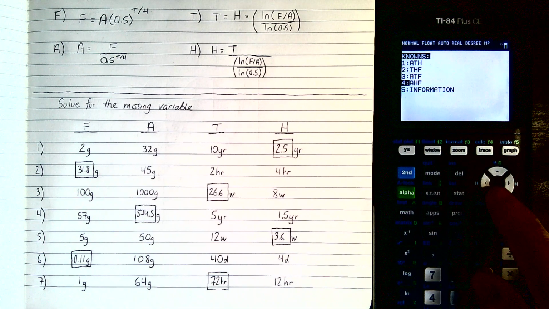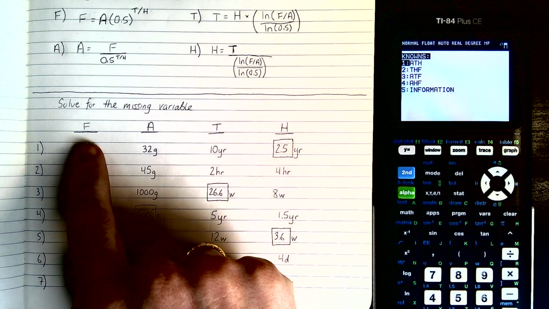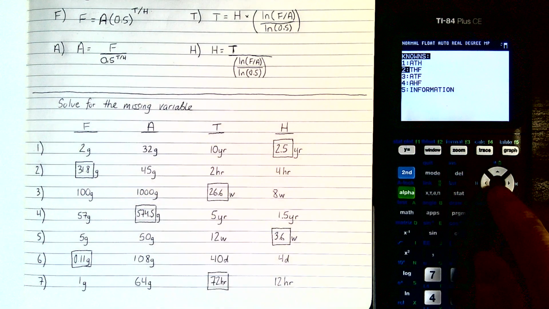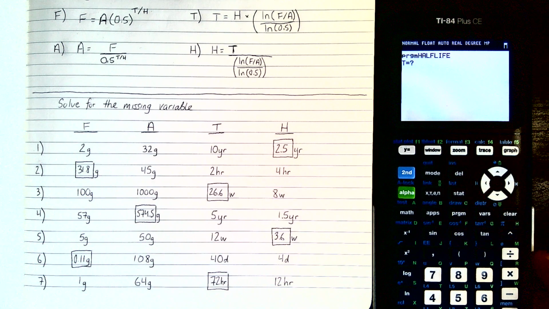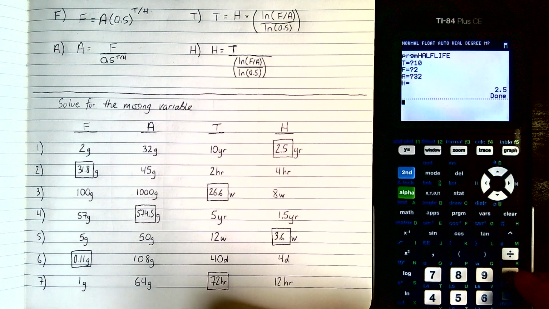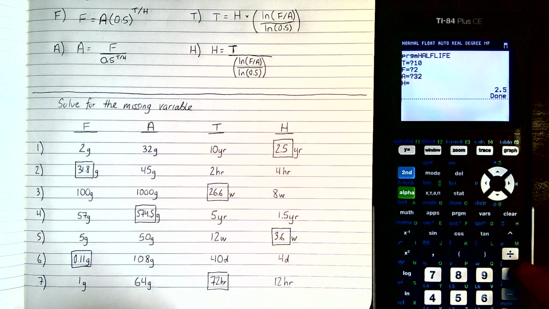And all you need to know is what you know. In this case, let's look at problem 1. We know F, we know A, we know T. So I'm going to find the one that knows A, F, and T. Here we go. And just plug in what we know. T is 10, F is 2, A is 32, H is 2.5. Program's done.